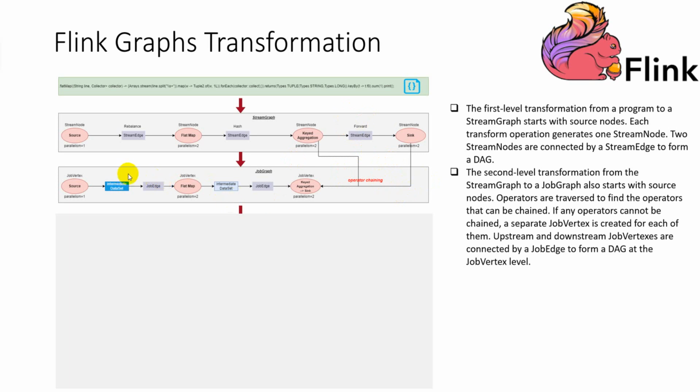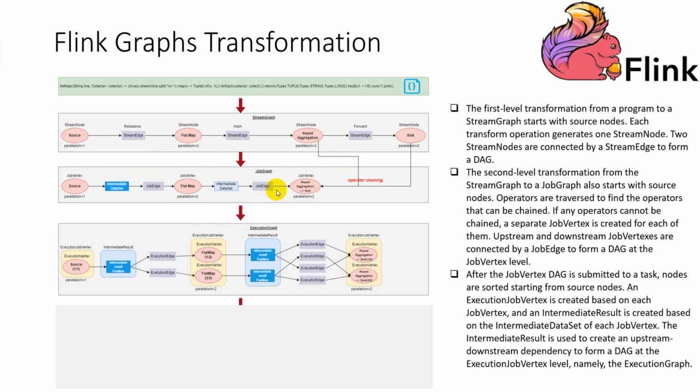If any operator cannot be chained, a separate job vertex will be created for each of them. If the operators can be chained, such as the keyed aggregation and sink, both of them are chained together at first, and then form a new job vertex here. The upstream and the downstream job vertices are connected by the job edge, forming a DAG at the job vertex level. So overall, at the job graph level, operator chaining will happen.